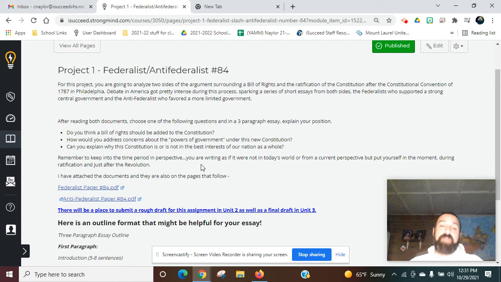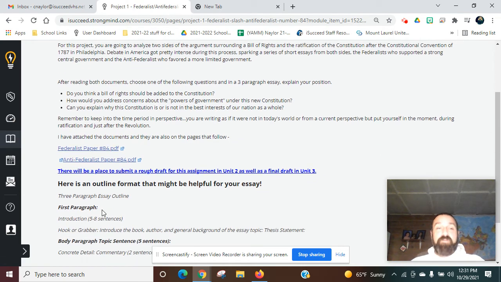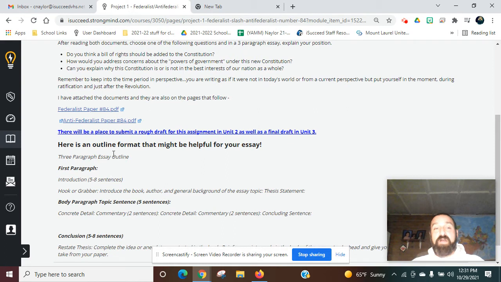You're writing from that period of time. You don't have to write in the vernacular the way they did, but you do have to write from that perspective. So not today, but back then. For Federalist Paper number 84, if you click this, it'll open up a PDF version. It's the same with number 84 for the Anti-Federalist. And here's an outline format that'll help.